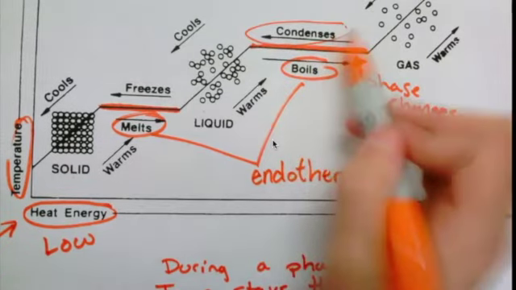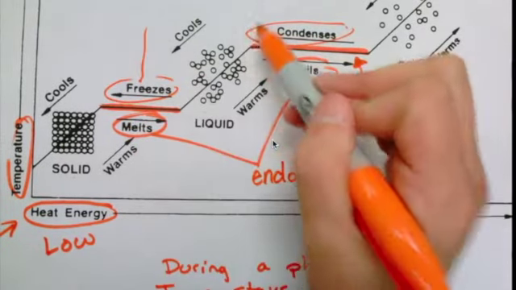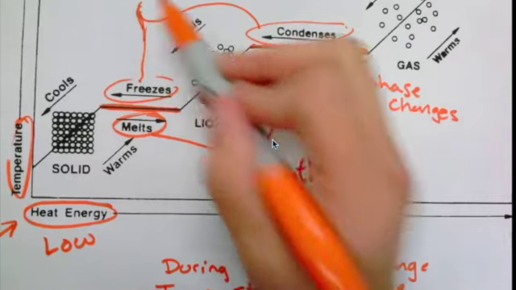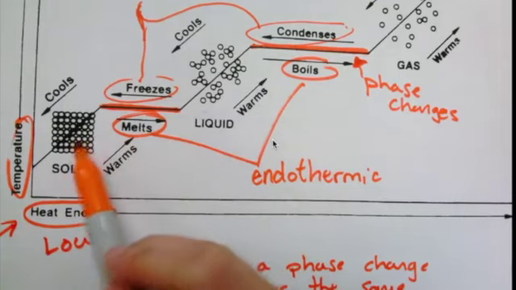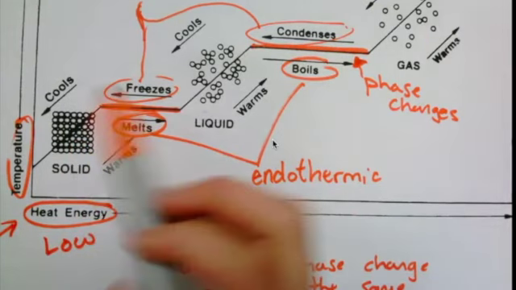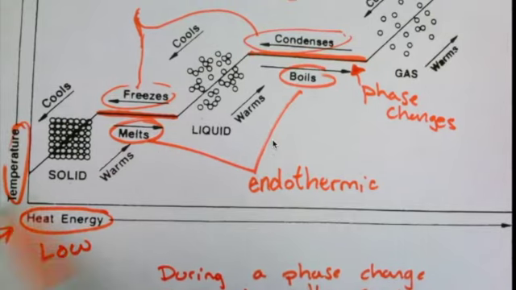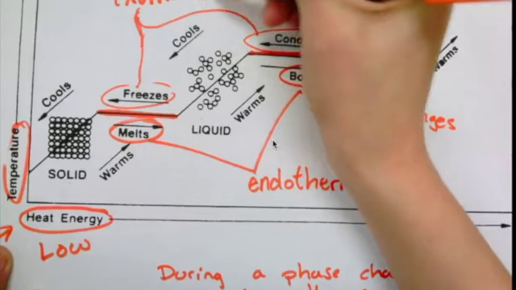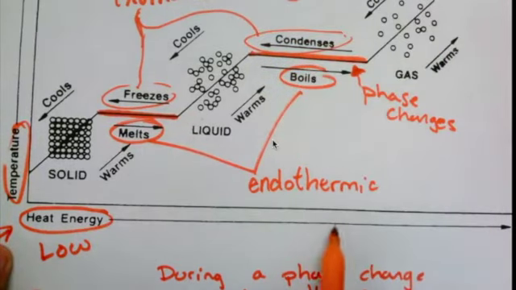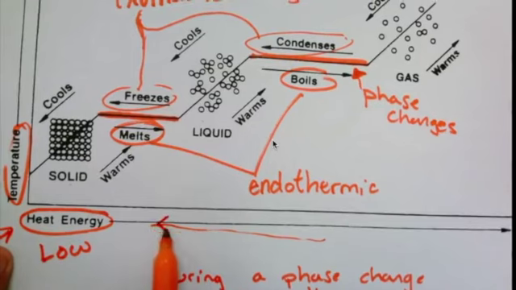Let's look at condensing and freezing. So during these phase changes, and this might seem counterintuitive because we know when we freeze something it becomes cold, and we typically associate cold with endothermic, what's happening is heat energy is being released from these atoms to somewhere else. So these are actually exothermic because I'm reducing the amount of heat I have. I'm releasing that heat.